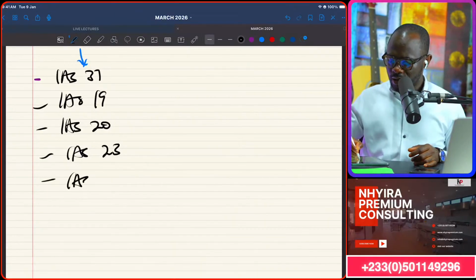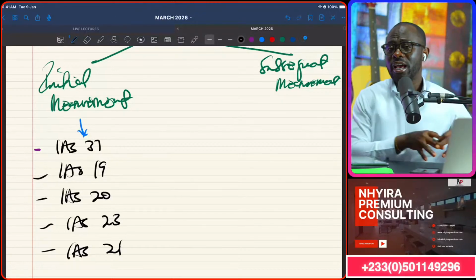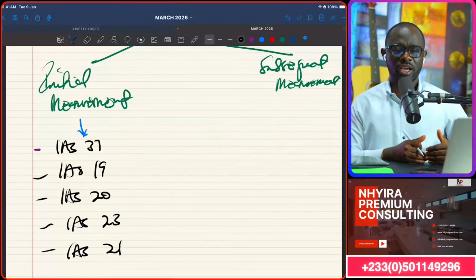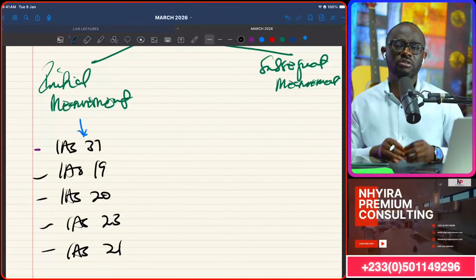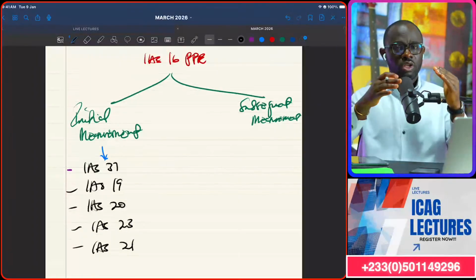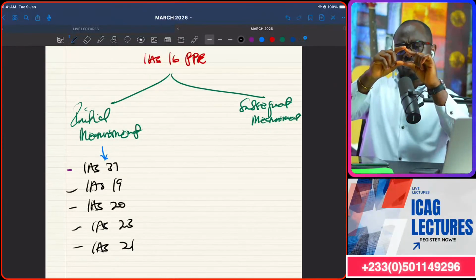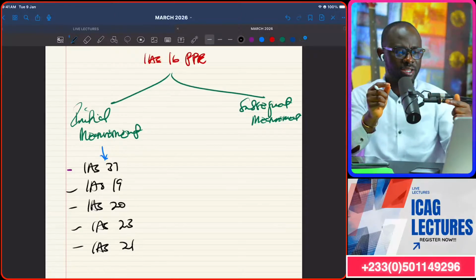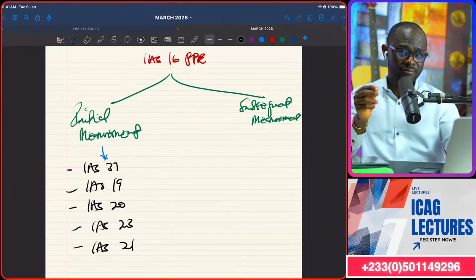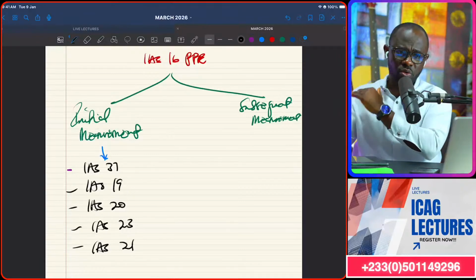Then you come to IAS 21. Transactions denominated in a currency other than the functional currency of an entity shall be translated to the functional currency of the entity using the exchange rate at the transaction date. IAS 21. So you are in IAS 16, but a question can be structured in such a manner that you may have to call on various other accounting standards. And we're going to be going through this as we continue with the discussion throughout the 12 weeks.